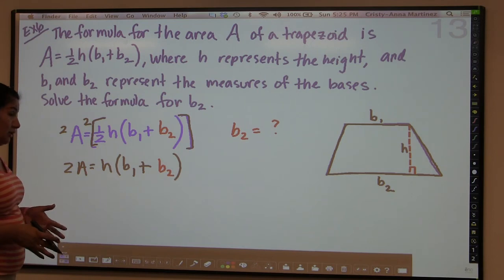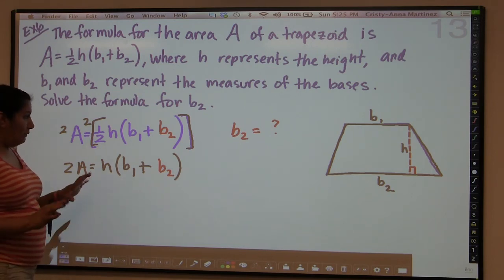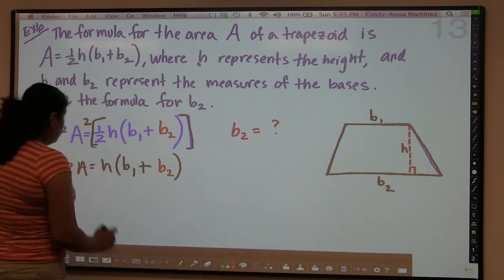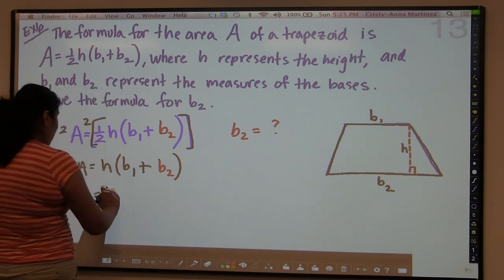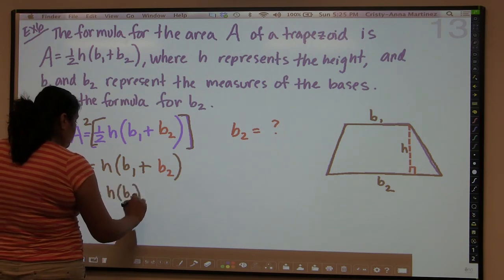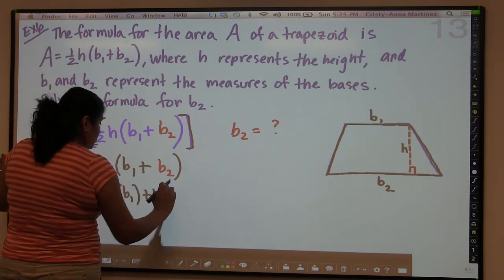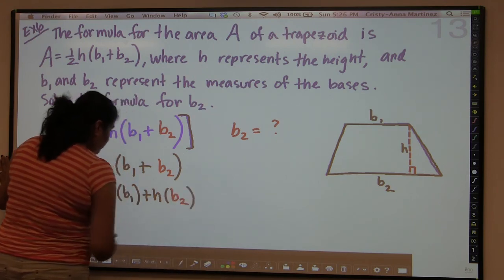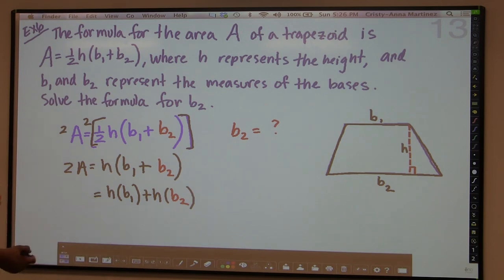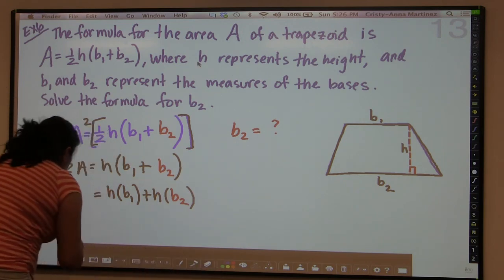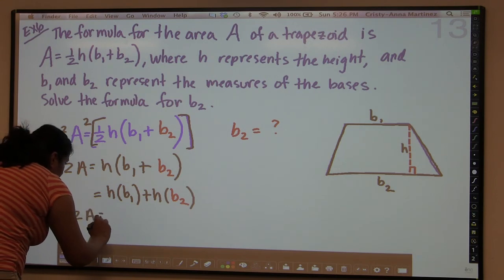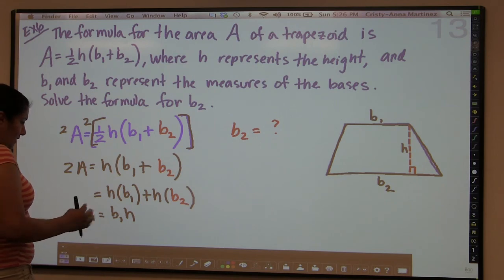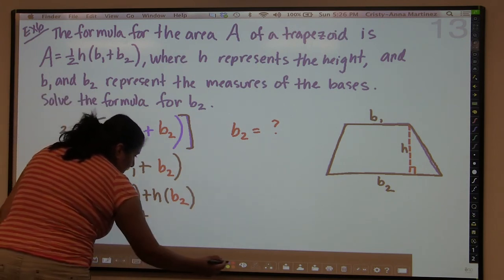Okay? But the b2 is still trapped. So now I got rid of the fraction, but this h is out here and these parentheses are still there. So we don't want those parentheses. We are going to distribute h times b1 plus h times b2, if you will. Okay? And then we're going to simplify that. So we're going to get 2a equals b1h. I do that because I want them to be in alphabetical order. B comes before h. And then we're going to do b2h.